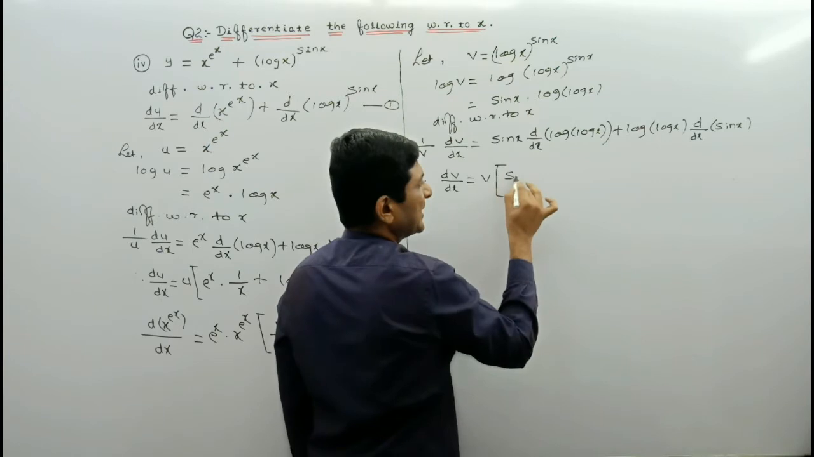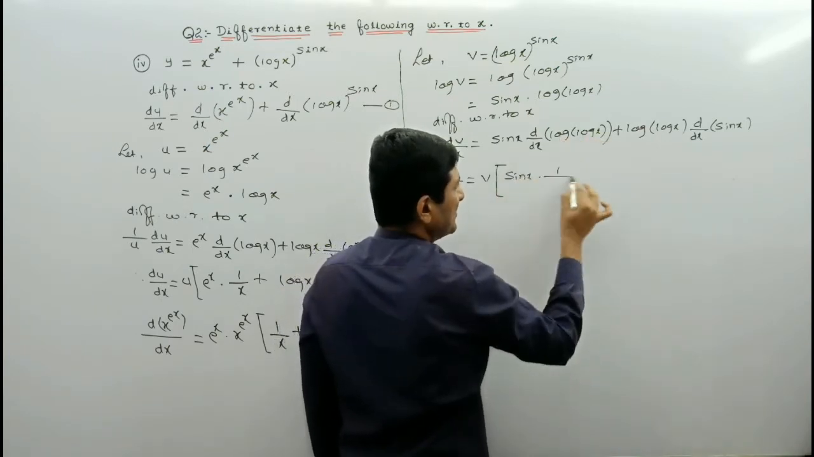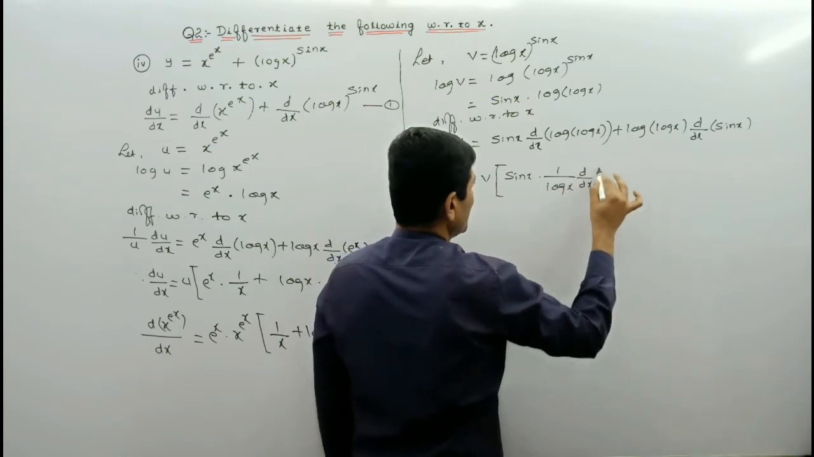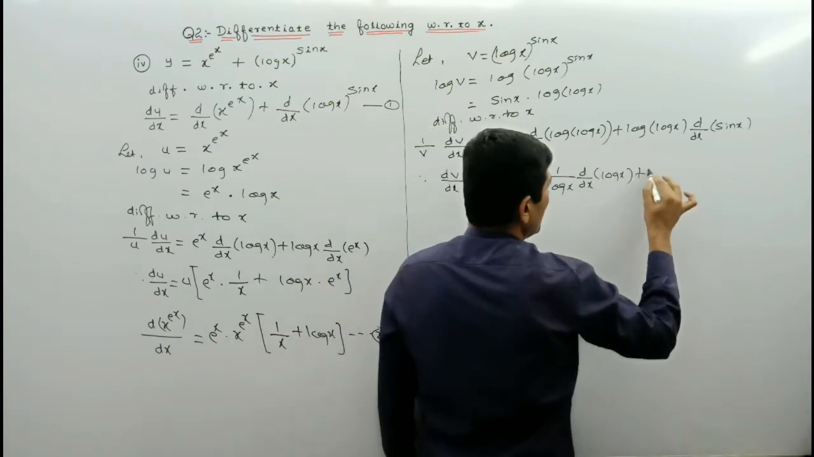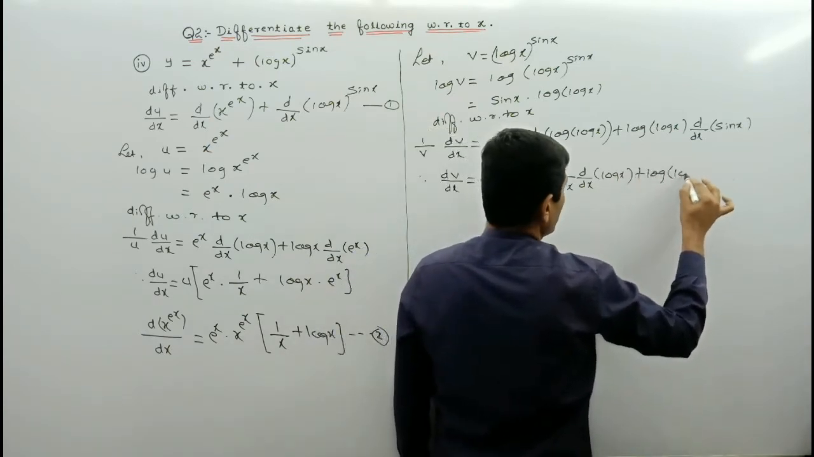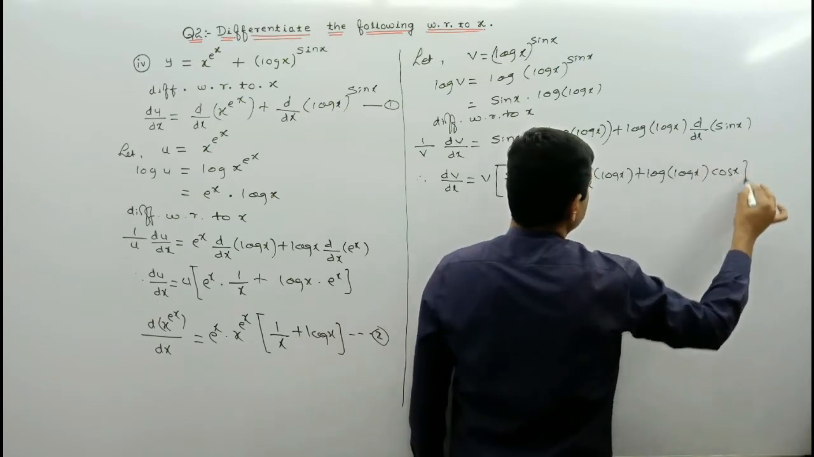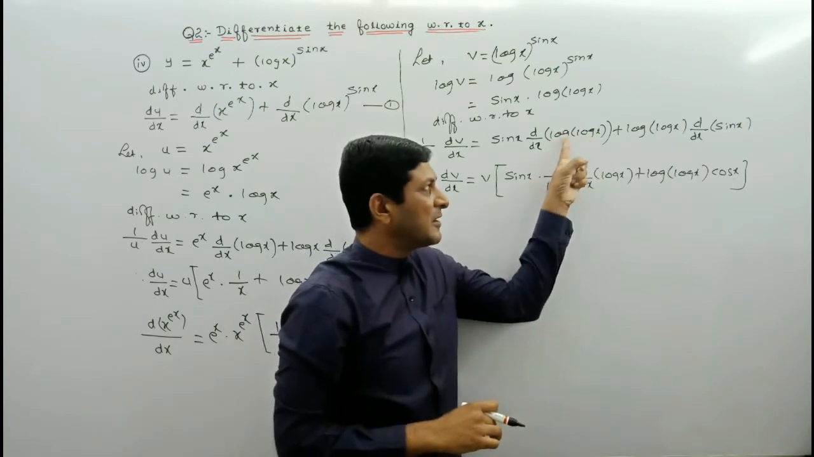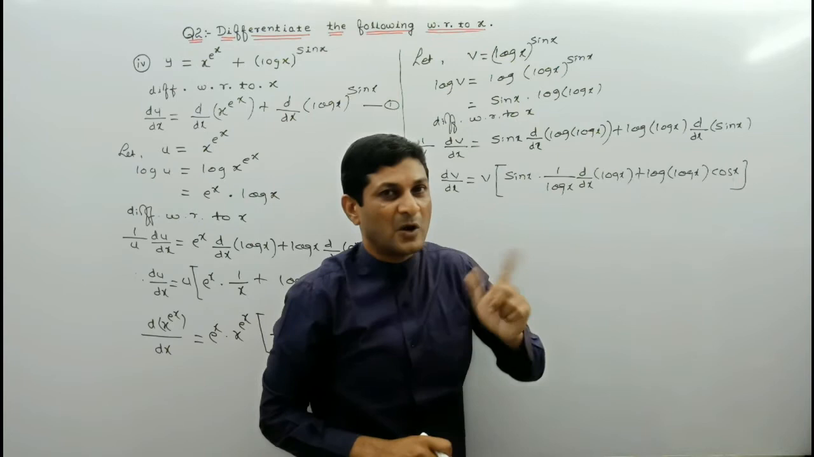So sin x, keep it as it is, into the derivative of log f of x, which will be 1 upon f of x into derivative of f of x. What is f of x here? Log x. Plus log of log x, keep it as it is, and derivative of sin x will be equal to what? Cos x. Just simply we are finding the differentiation of this function applying log of f of x. Its derivative is 1 upon f of x into derivative of log x.